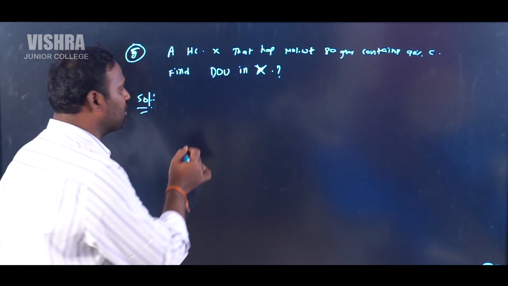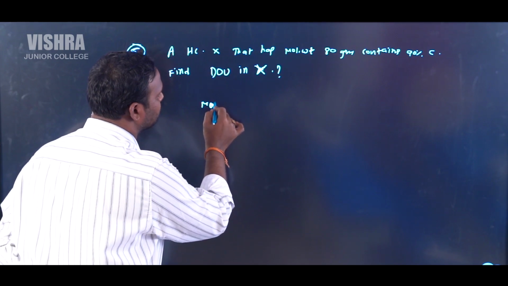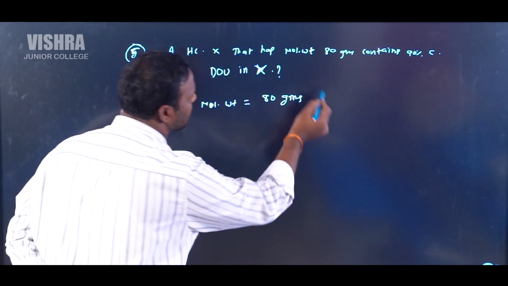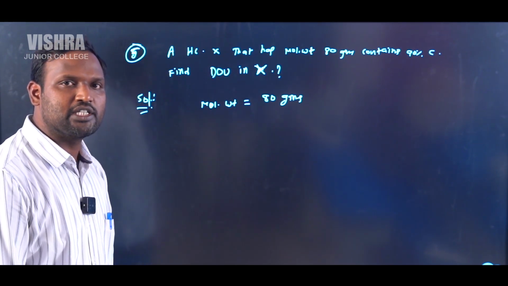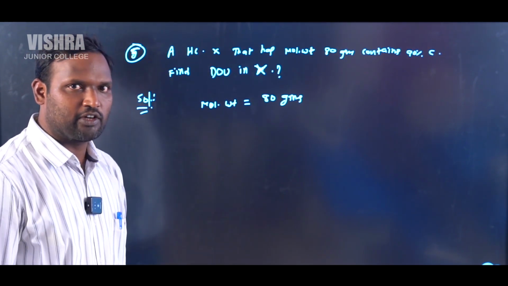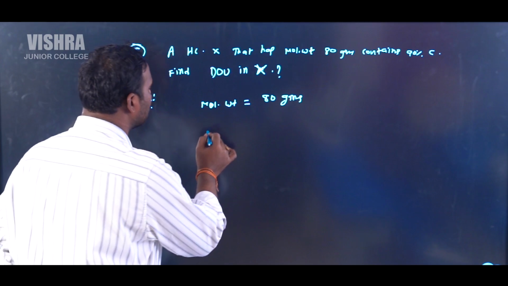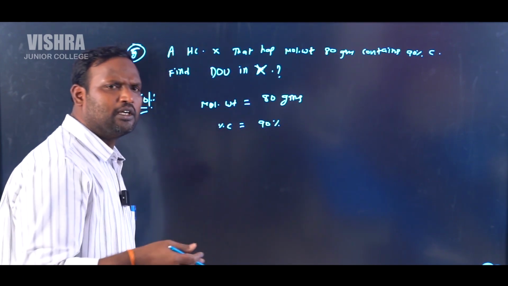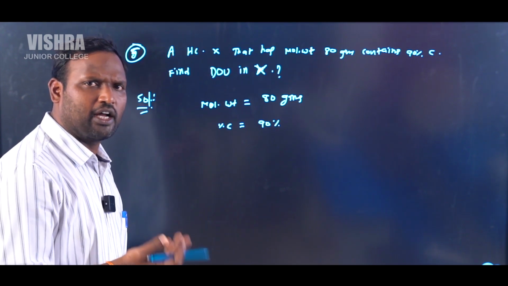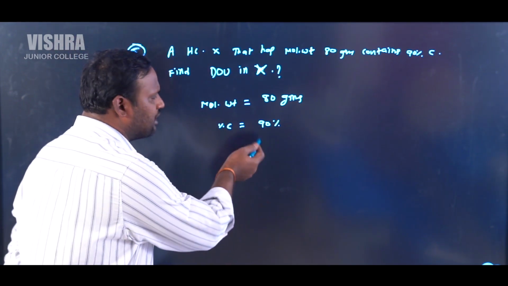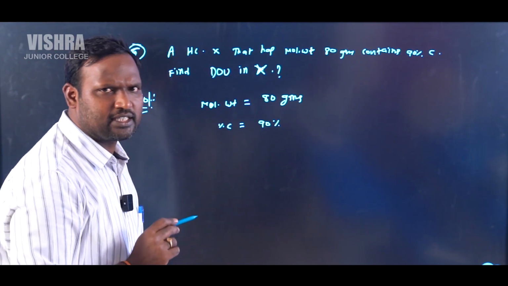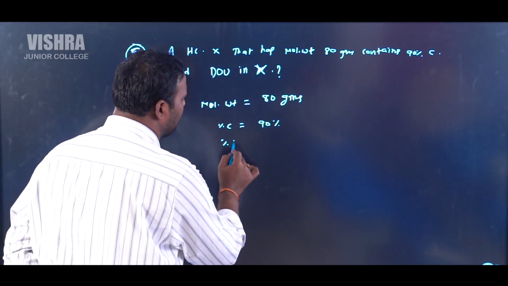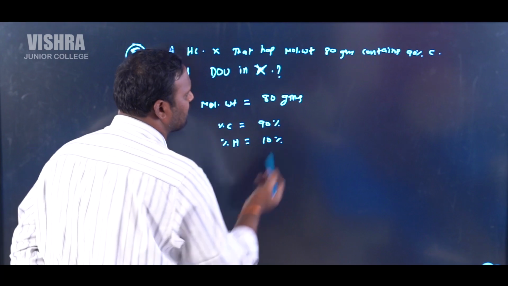So in this case, the given molecular weight of compound, that is nothing but the hydrocarbon, is equal to 80 grams. Percentage of carbon is equal to 90%. Just assume total percentage is equal to 100. Out of 100, 90% is carbon, remaining percentage is hydrogen. So 100 minus 90, 10. So percentage of hydrogen indirectly in this case is 10%.